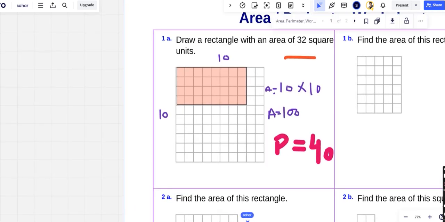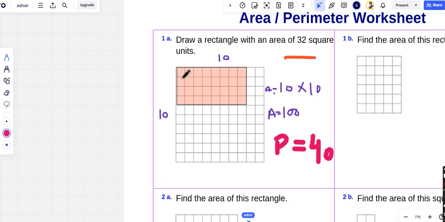square units. So how do we get 32? Here you check that. 1, 2, 3 and 4. 4 is the unit on this side. And 1, 2, 3, 4, 5, 6, 7, 8. 8 is on top. So 8 times 4, we get 32.